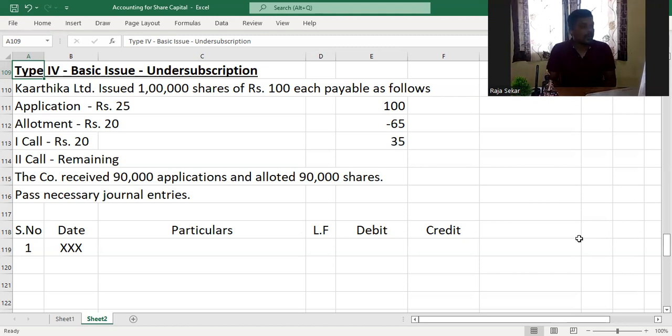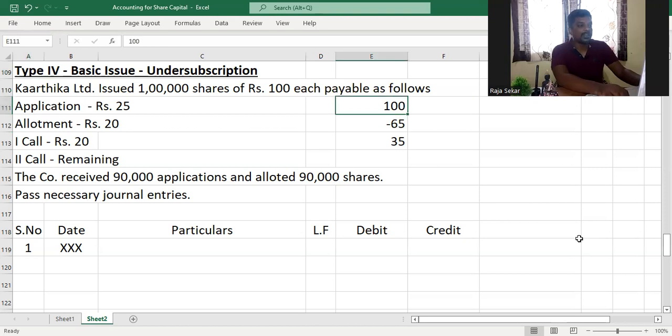Now, when you look at how much the second call amount would be, the question says second call is remaining, right? So how much is the second call amount? It is the issue price minus the other installments. So issue price in this case is 100 rupees at par. And the application money that we have received along with the shares is 25, allotment money is 20, and first call is 20. So in all, we have received 65 in application, allotment, and first call. And so how much we need to receive in second call is 100 minus 65, which is 35.